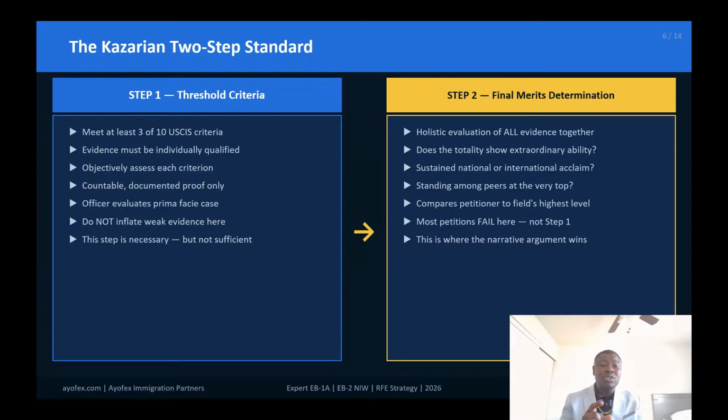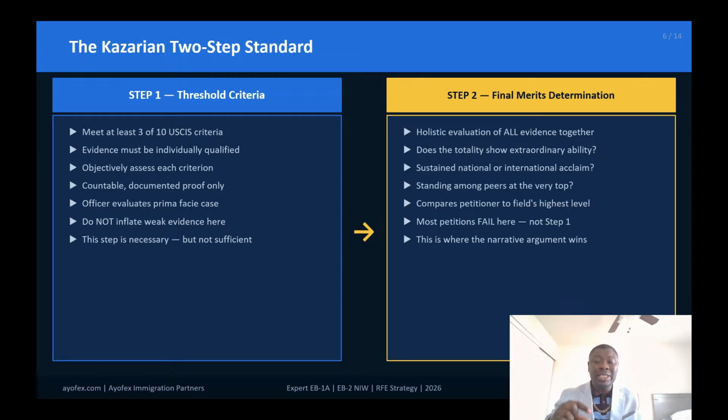At this step, the USCIS officer will evaluate all the pieces of evidence together to determine whether you are among the small percentage of people who have risen to the very top of their field, to the very, very top of your field. And then the officer asks the question: does the totality of the evidence show extraordinary ability? Does the totality of the evidence show that you have sustained national or international acclaim? Sustained means continued, continuous, something that has happened over a period of time.